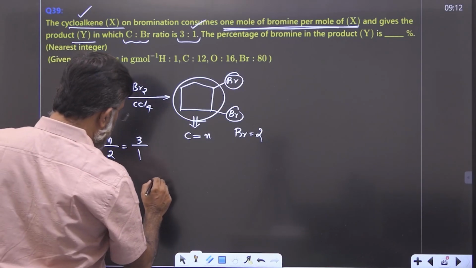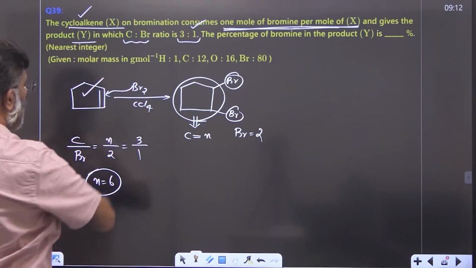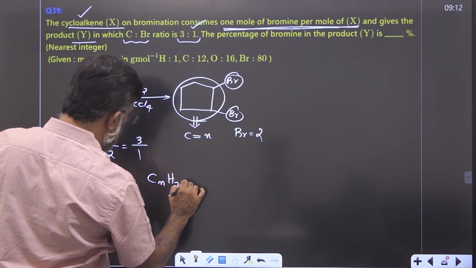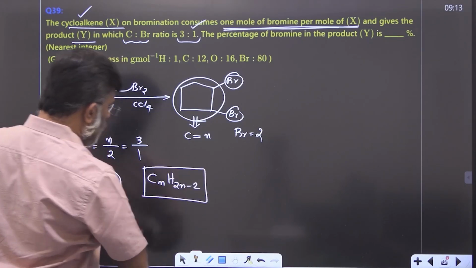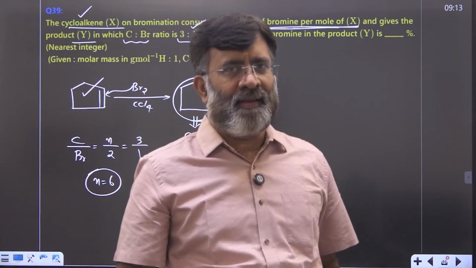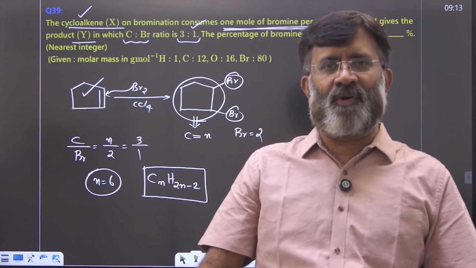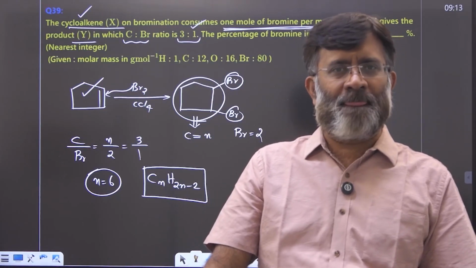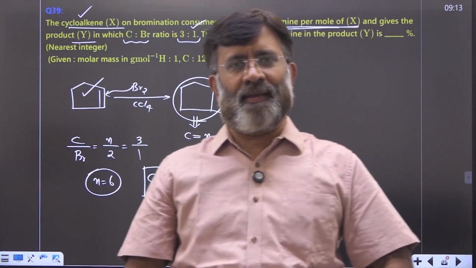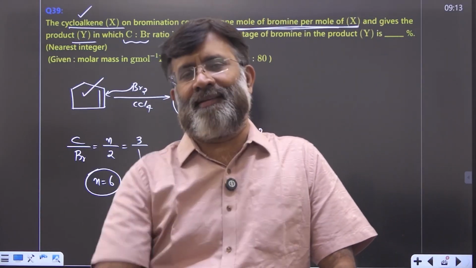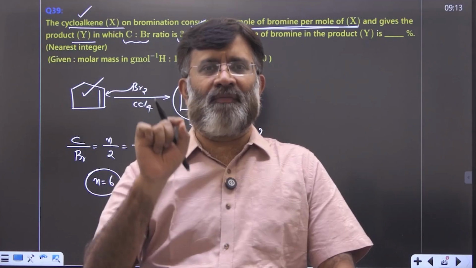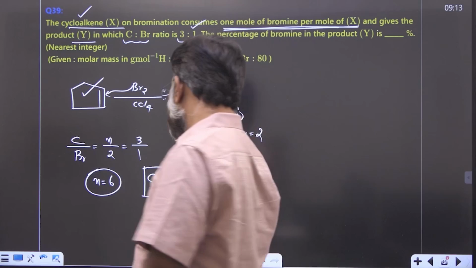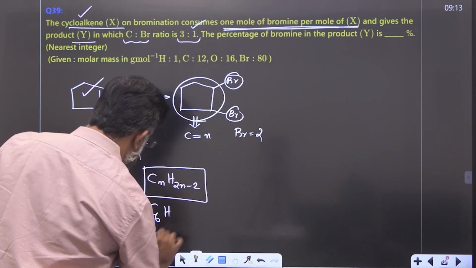n equals 6 means a cycloalkene with n equal to 6. What is the general formula of a cycloalkene? CnH2n minus 2, isn't it? Because a cycloalkene is isomeric with an alkyne, and the alkyne general formula is CnH2n minus 2. So it will be C6H10.